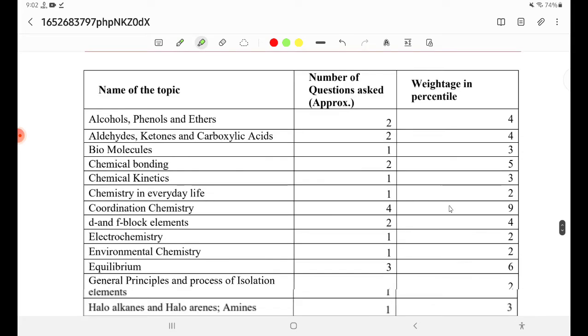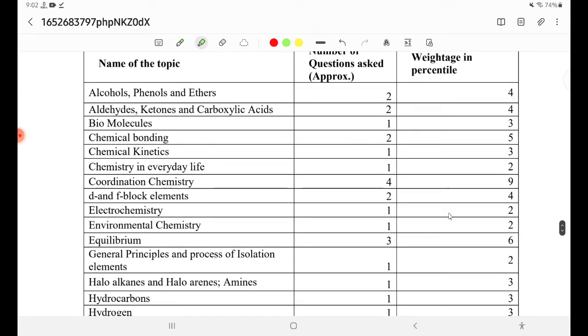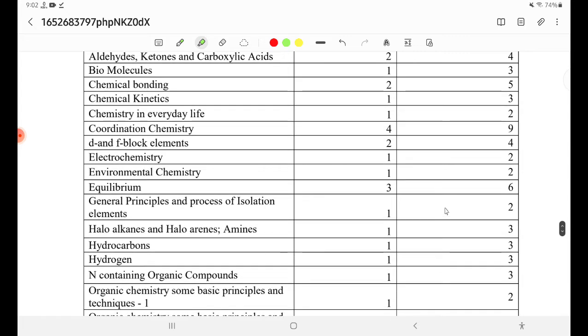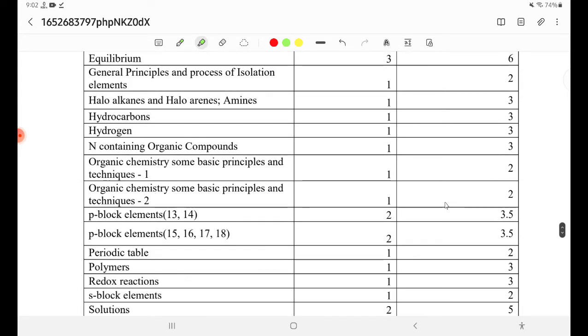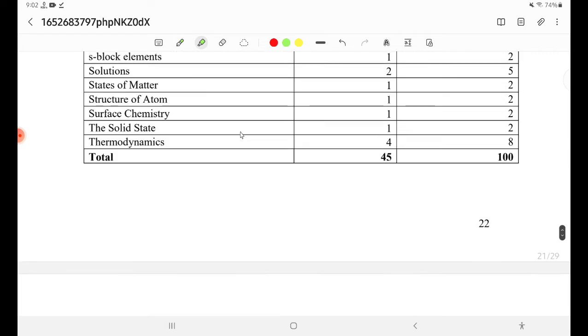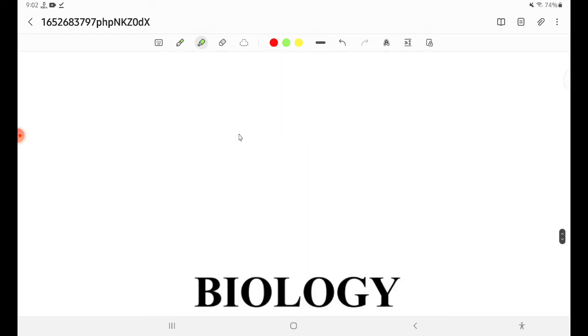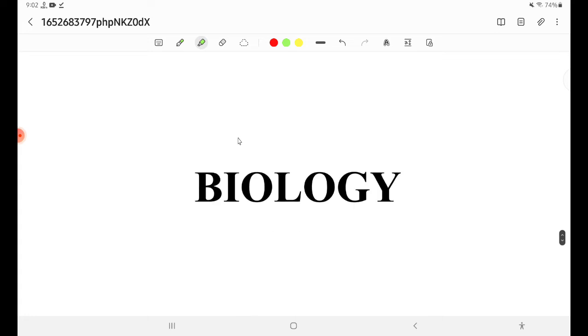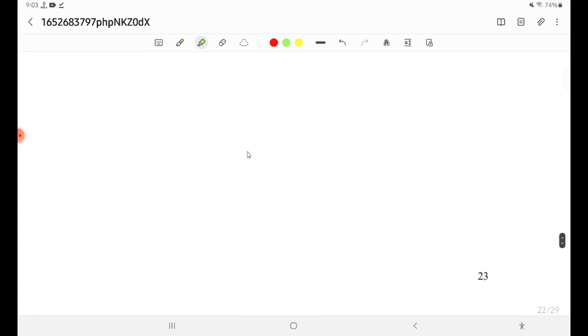You can pause the video and watch the weightage of every chapter, to see which is the most important chapter. You can find 3 or 4 questions or 2 questions, and the comparatively less important chapters contain 1 question every year. And thus the chemistry syllabus ended, and let's start with biology.